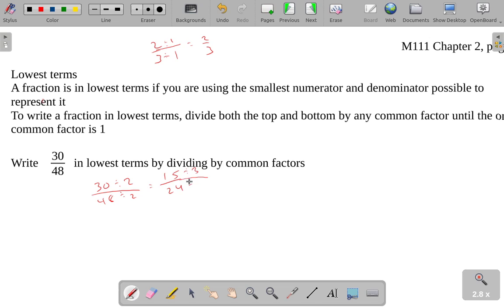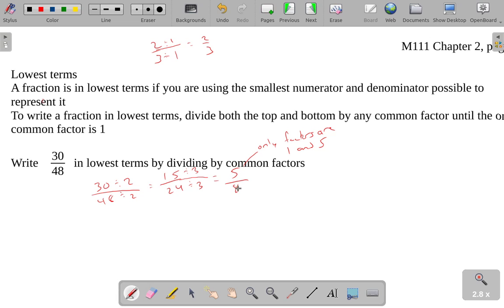So I can divide both the top and the bottom by 3. And that gives me a 5 up top and an 8 down below. I actually recognize 5 as one of my prime numbers. It's nice to notice when something is a prime number because I know that its only factors are 1 and 5.